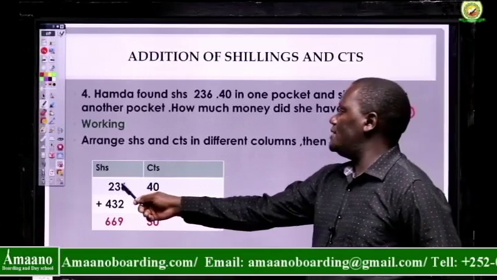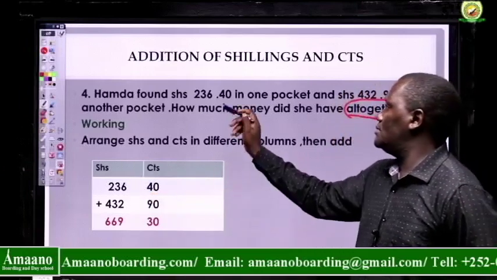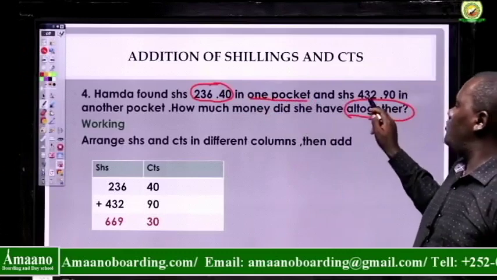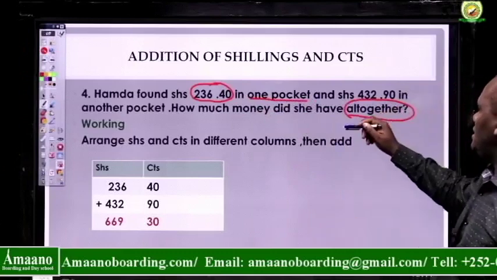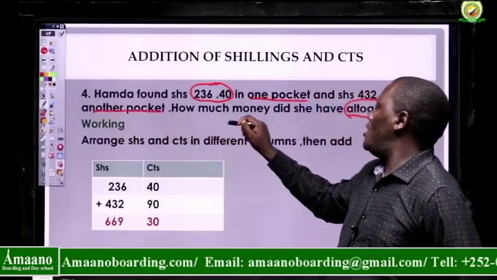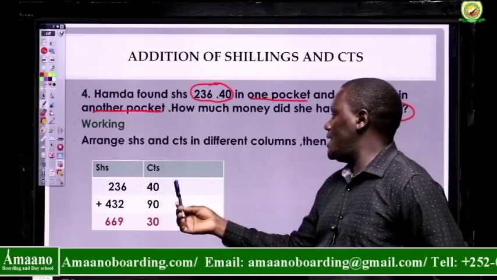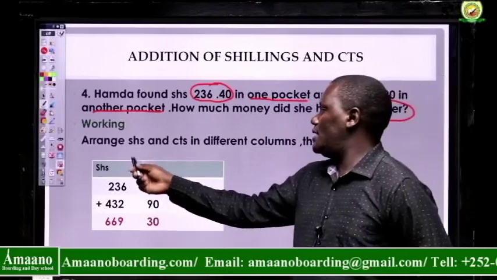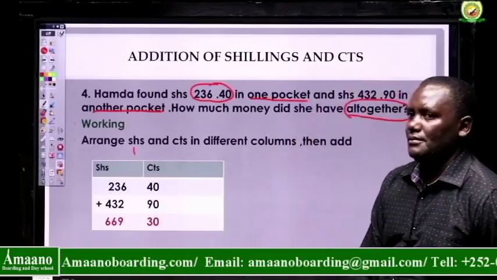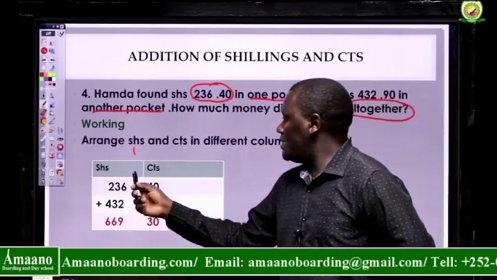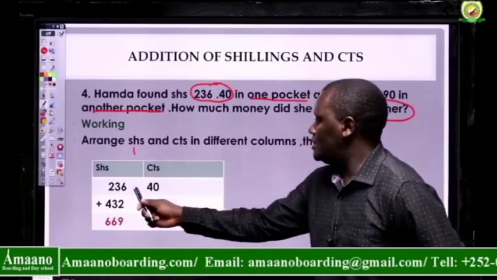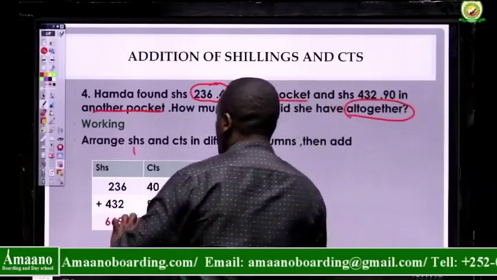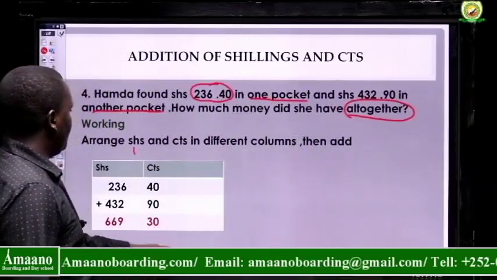Hamda had 236 shillings and 40 cents in one pocket. We add 432 shillings and 90 cents in another pocket. How much money does she have altogether? We add: 0 plus 0 is 0. 4 plus 9 is 13. I write 3 and carry 1 to the shilling side. Then 1 plus 6 is 7. 7 plus 2 is 9. 3 plus 3 is 6. And 2 plus 4 is 6. We find 669 shillings and 30 cents.